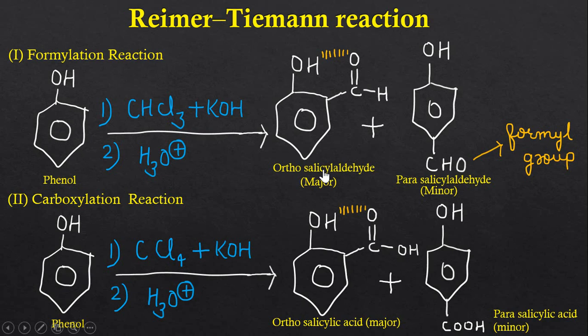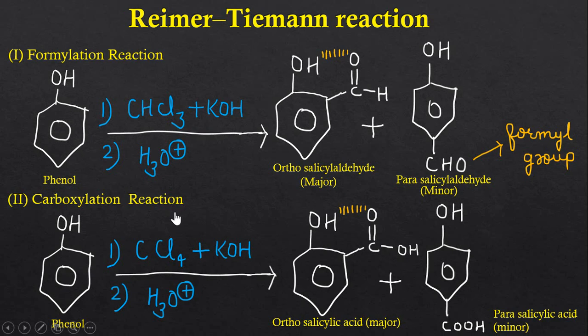Ortho product is the major product because there is a hydrogen bonding between the hydrogen atom attached to this OH group and the oxygen atom of this CHO group. So ortho product is the major product and para will be formed as a minor product. Now we will discuss about the carboxylation reaction.